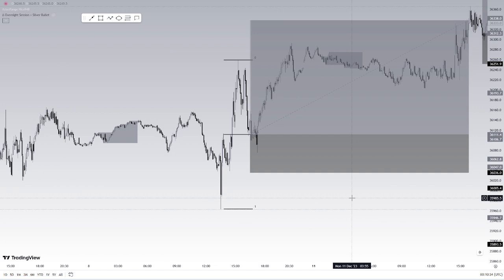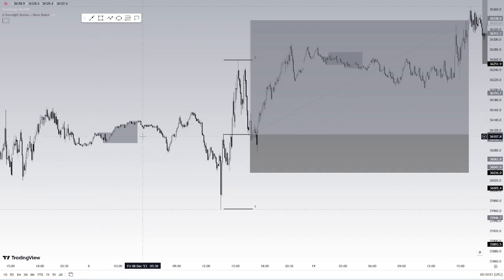Everything comes down to time and price, right? We're time and then we're price. So it's important to understand that these are ICT concepts, ICT 101. Everything is time, then price. So how can you integrate that into your own trading? And this is exactly what we're going to break down now. So what we see here is our trusted Asian range.